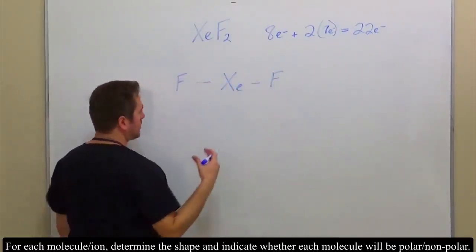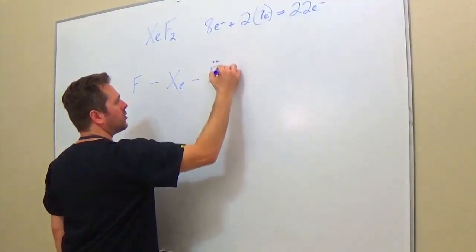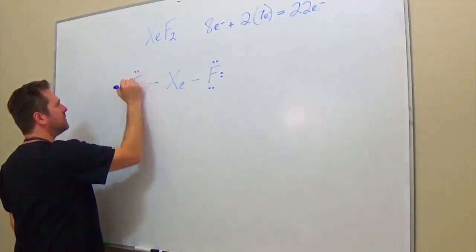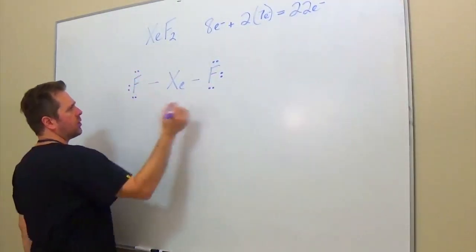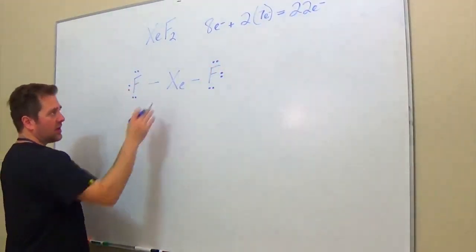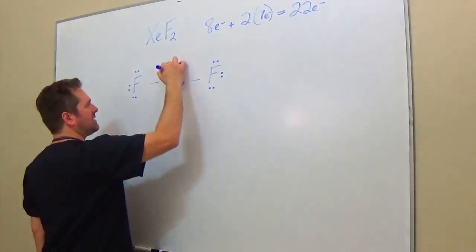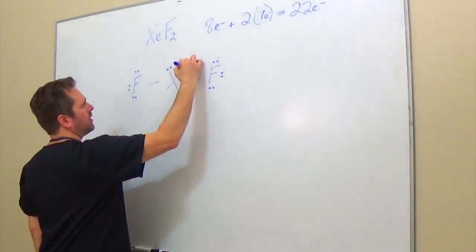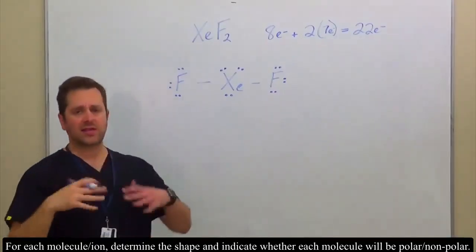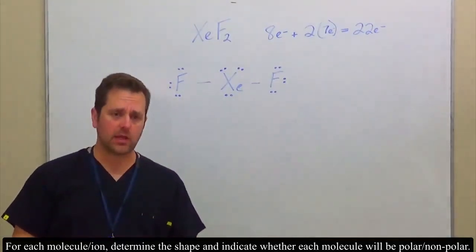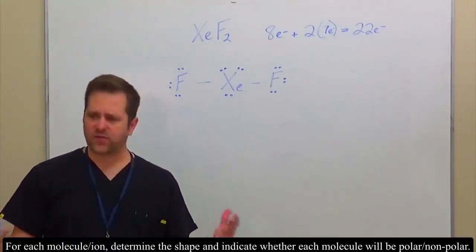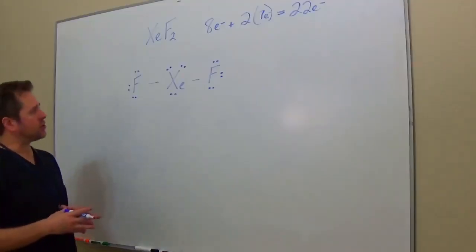Let's go ahead and complete the octets on the fluorines, and then we'll do our accounting for the electrons and see how many more we actually need. So here we go. 2, 4, 6, 8, 10, 12, 14, 16. So now we're going to put the rest on xenon. How about 18, 20, and 22? Look at this. Remember, because of where xenon is positioned on the periodic table, since it's so low, it can have more than an octet. It's fine with more than an octet in its valence shell.